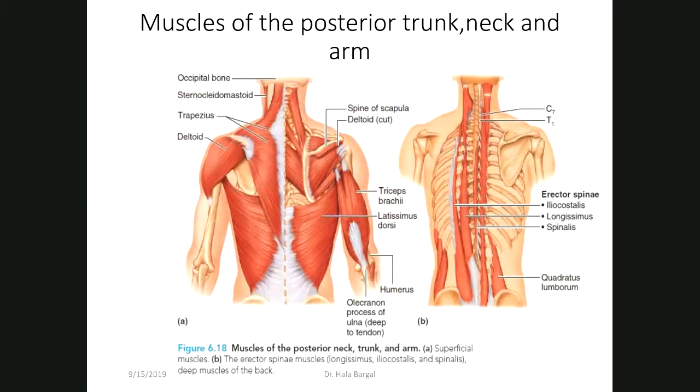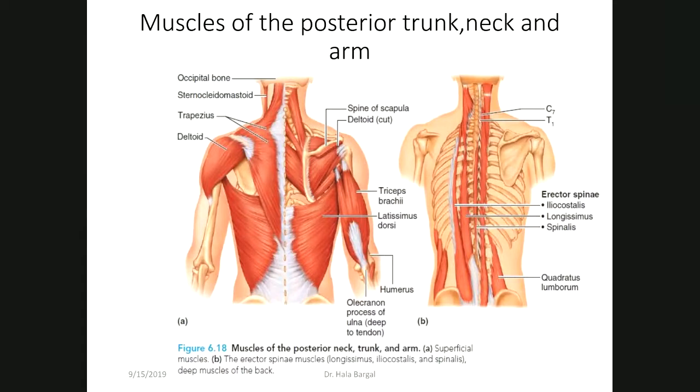then the muscles of the back of the trunk, we will study only two. This one, trapezius, as you see, it has a very wide origin and narrow insertion. Then, after the trapezius, we have the latissimus dorsi, this one. We call this latissimus dorsi the swimmer's muscle. It is very well developed in the people who are playing this game.